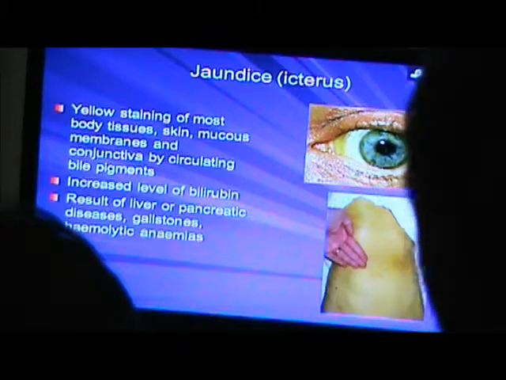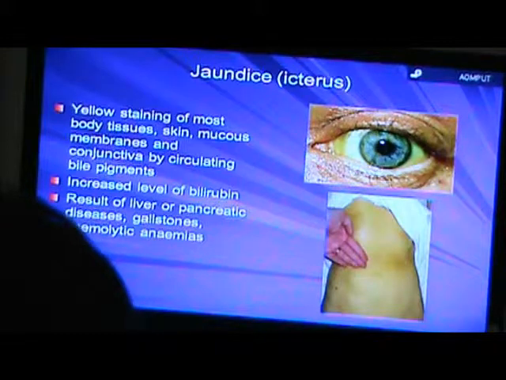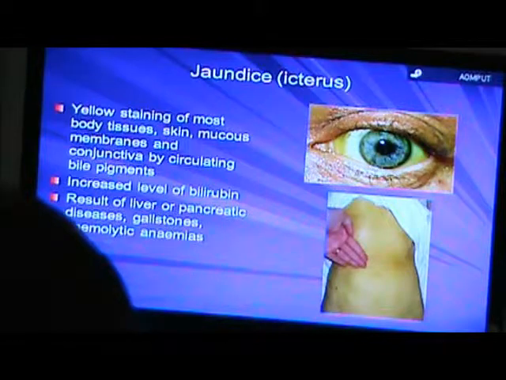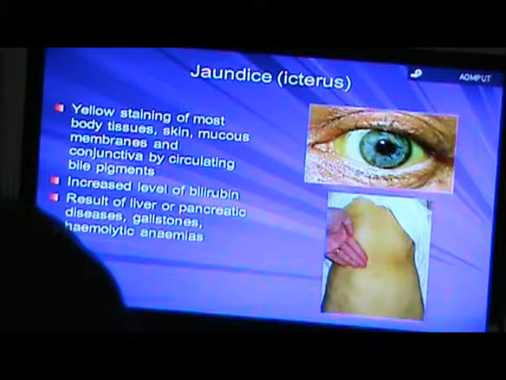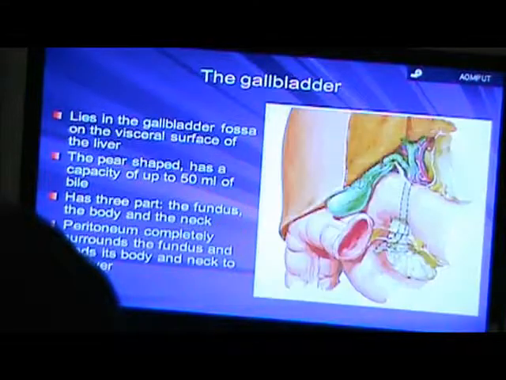Jaundice is a result of liver or pancreatic diseases, gallstones which are present in the gallbladder, or also, I need to add, because of my specialization, the hemolytic anemias. So very often I need to differentiate whether there is hemolytic anemia, or there are simply gallstones, some blockage in the bile ducts. So sometimes it's difficult.